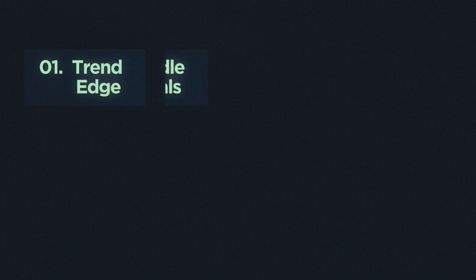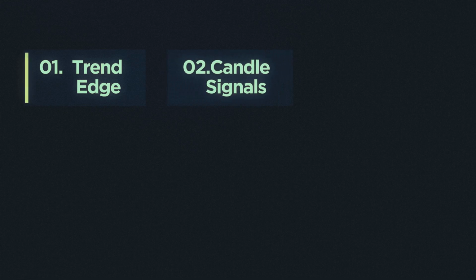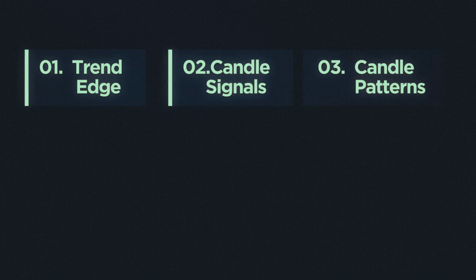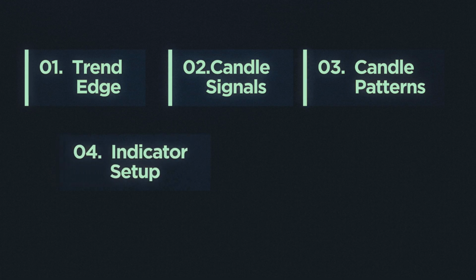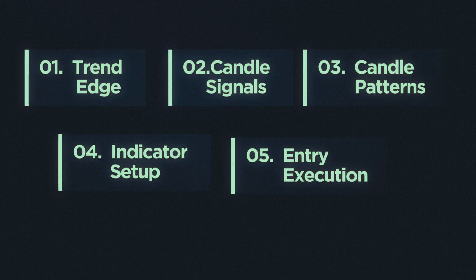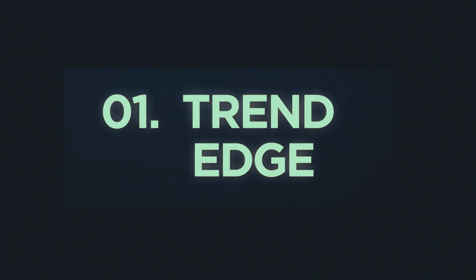So, here is our game plan for this explainer. We'll start off with the trend advantage, move right into spotting single candle signals, and then check out multi-candle formations. After that, we'll run through a specific indicator setup checklist to actually automate your charts, and we'll wrap up with executing the entry. This structured approach is going to completely demystify your charts, I promise.